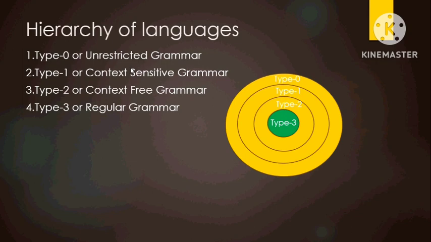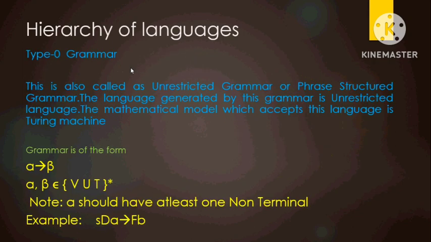Now, we will learn about these grammars one by one. What is type 0 grammar? Type 0 grammar is also called unrestricted grammar, or phrase structured grammar. The language generated by this grammar is called an unrestricted language. The mathematical model which accepts this unrestricted language is called the Turing machine. The most powerful mathematical model in formal languages and automata theory is the Turing machine.